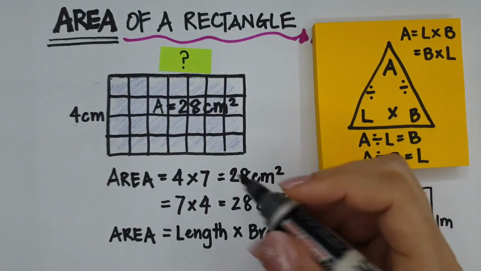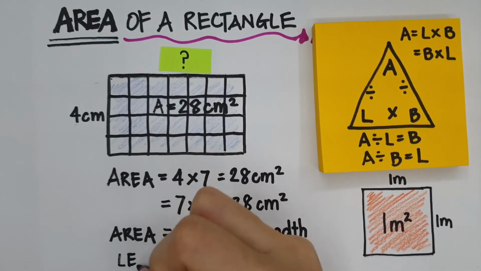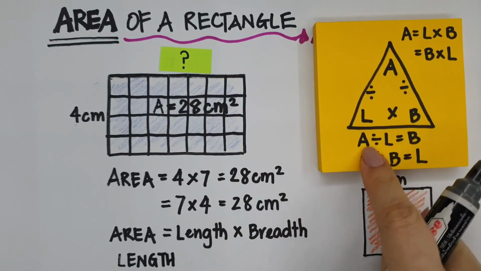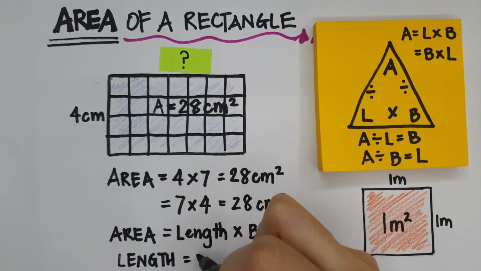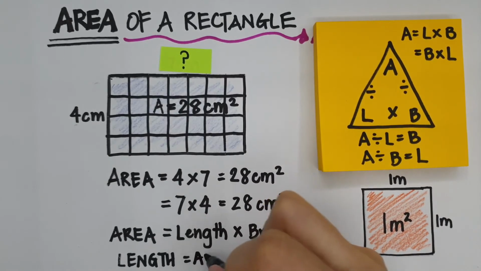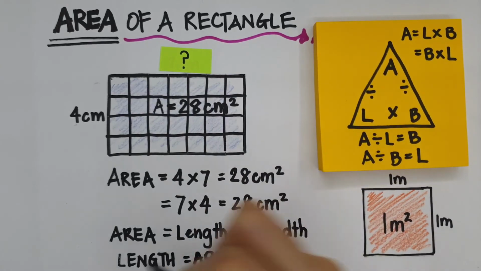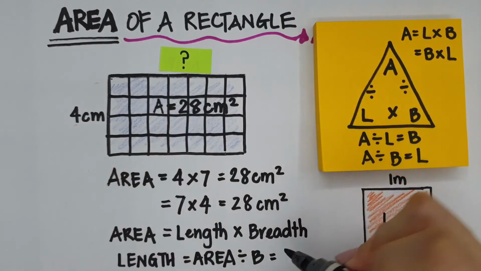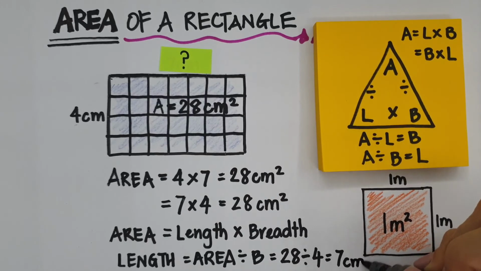So I'm going to write it here. This is the length that I want to find, so I'm going to write length is simply the area divided by the breadth. Let me write down the formula for you first: area divided by the breadth. I'm going to write it in short form. The area that is given to us is 28, and divided by 4, it is 7 centimeters.